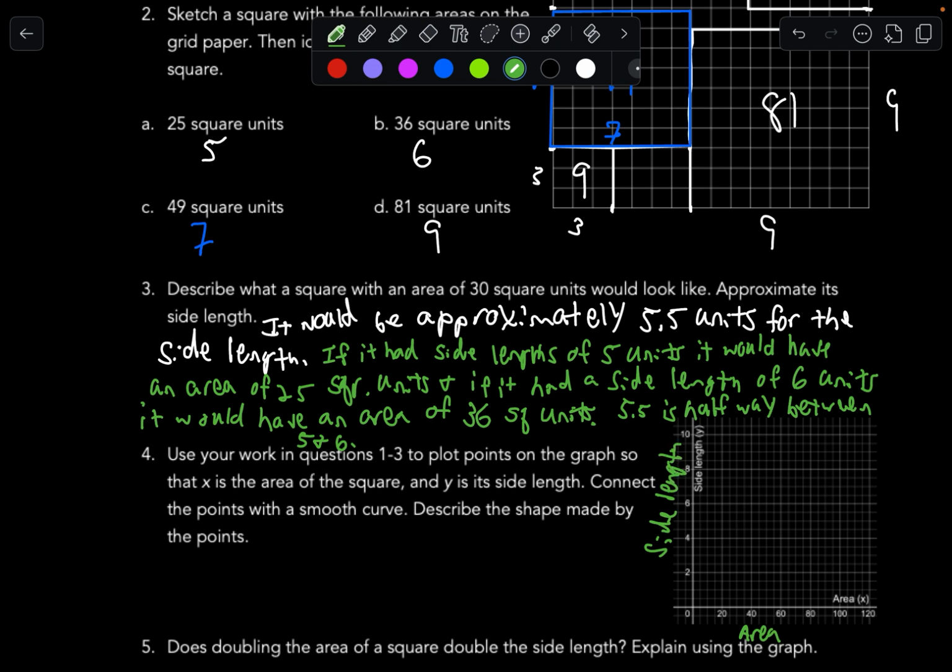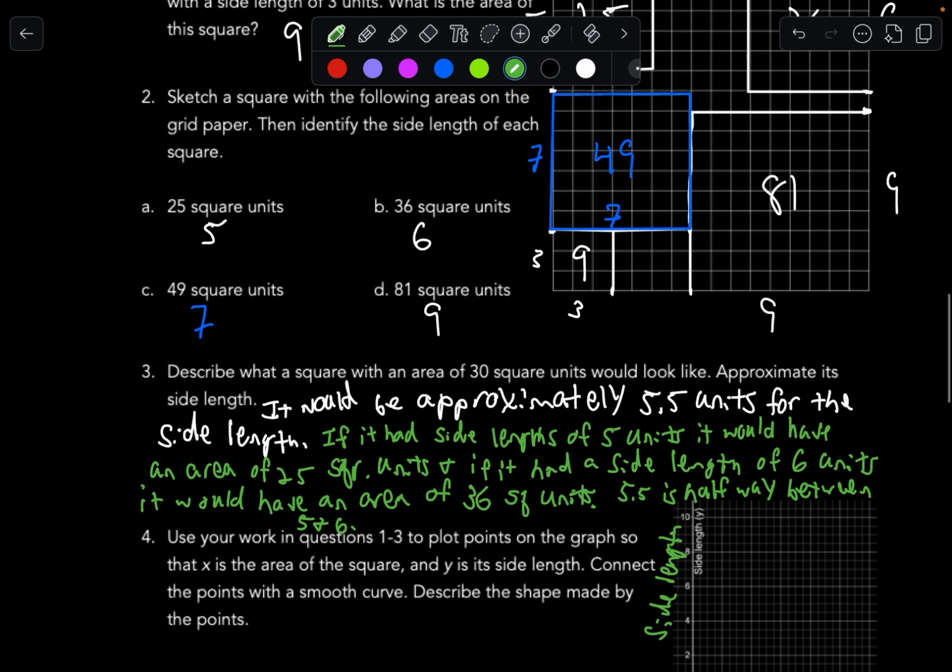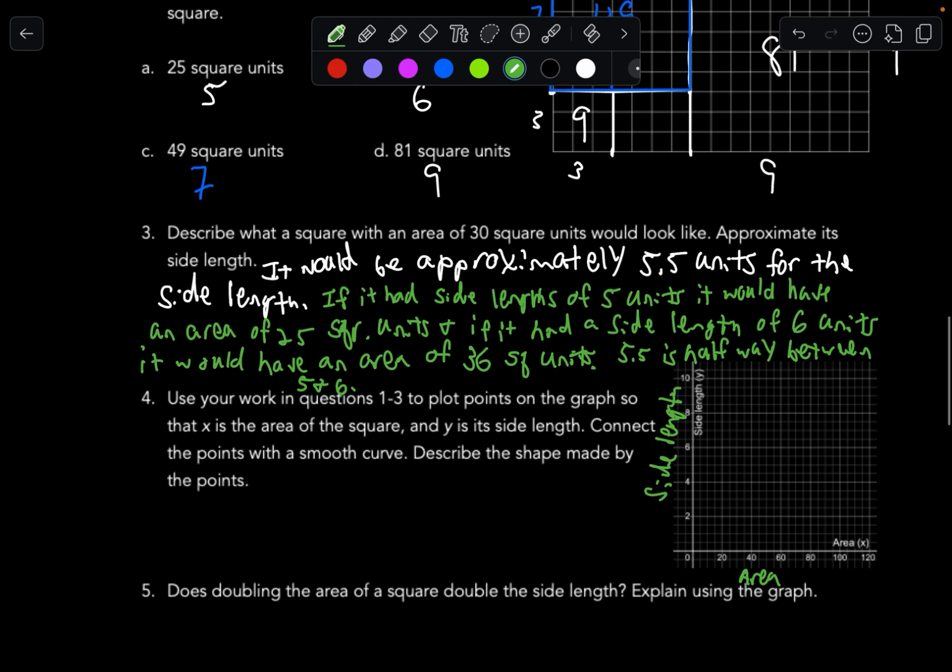Okay. So we have points starting with an area of 9, which is a side length of 3. And you've got to be careful here. 9 is about halfway between 0 and 20. It's 10, so 9 is just a little bit to the right. So it'll be roughly right there. And that point there is area of 9 and side length of 3.